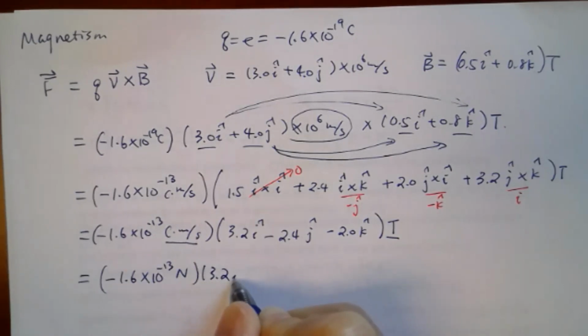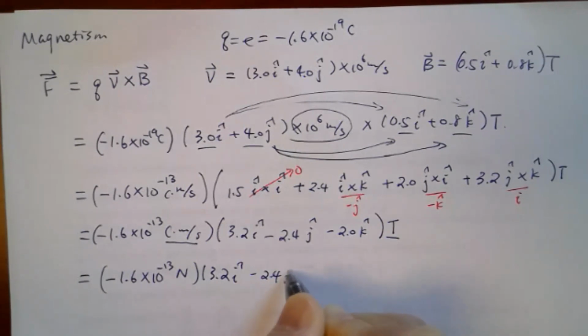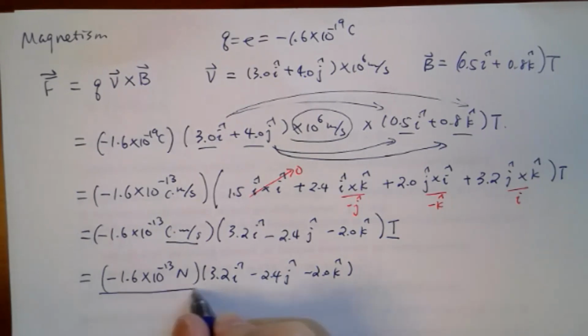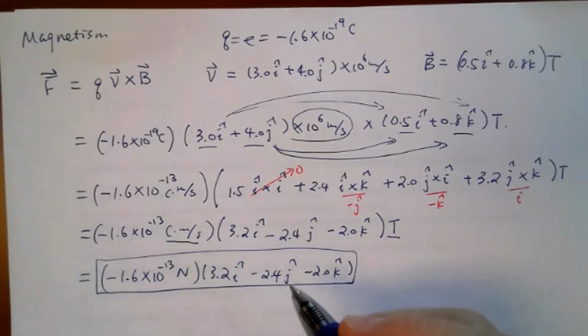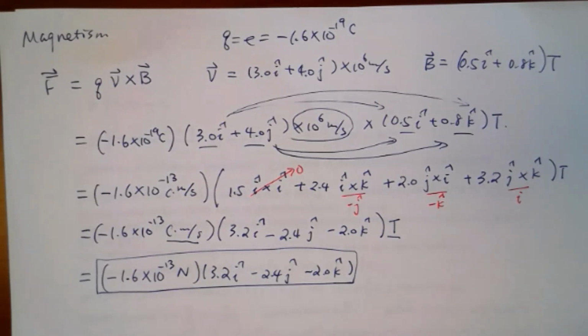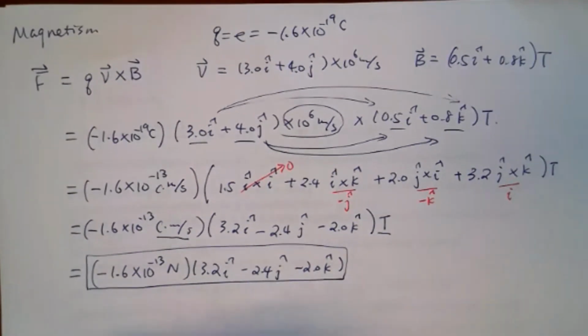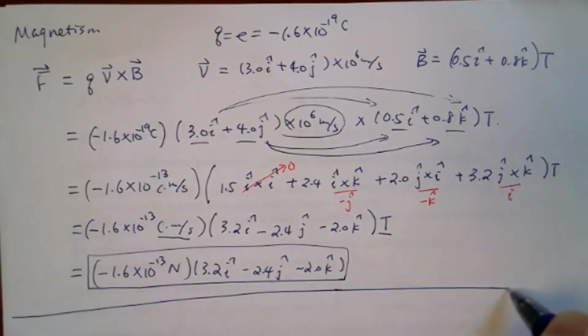times this vector. All right, so this is a 3D vector, so we can just leave it there. Or if they ask you for the magnitude, then we can do x squared plus y squared plus z squared, square root, and then multiply by this for the magnitude. All right, so this is the first one.